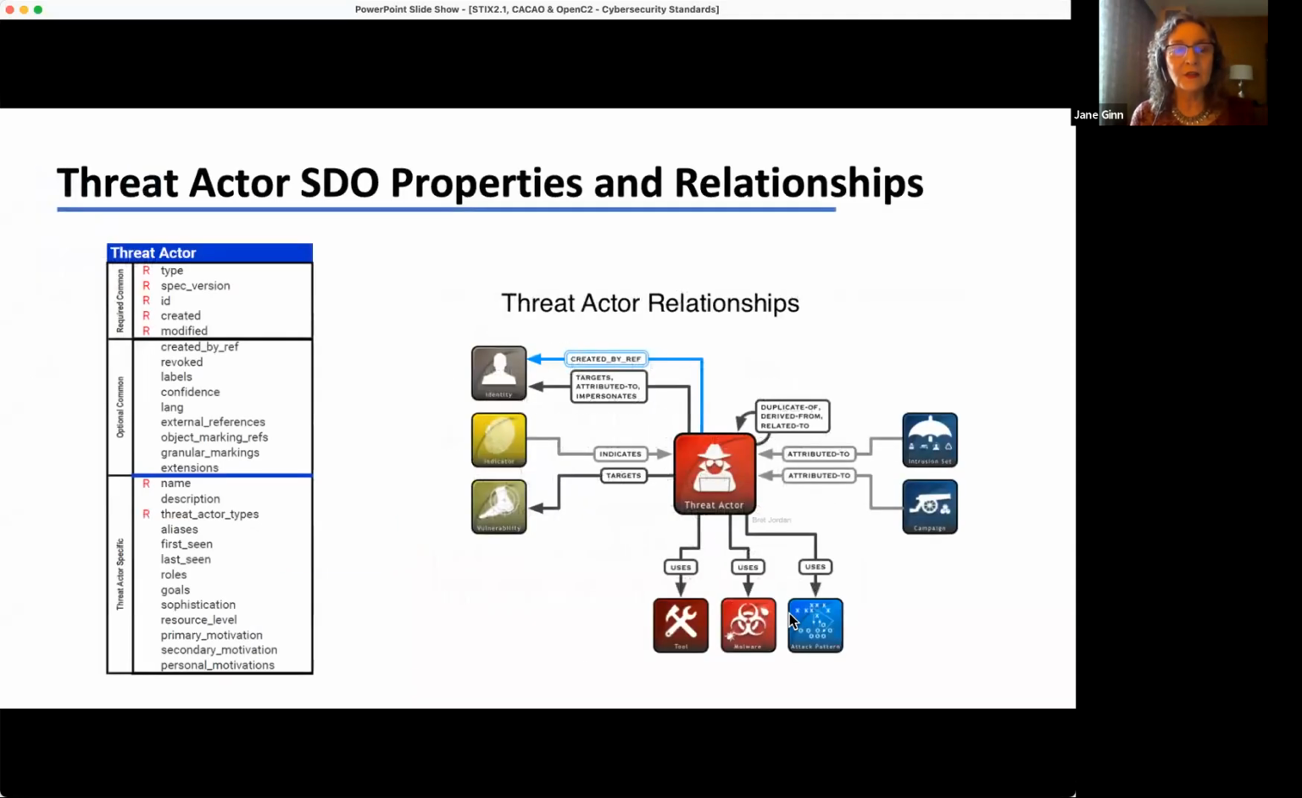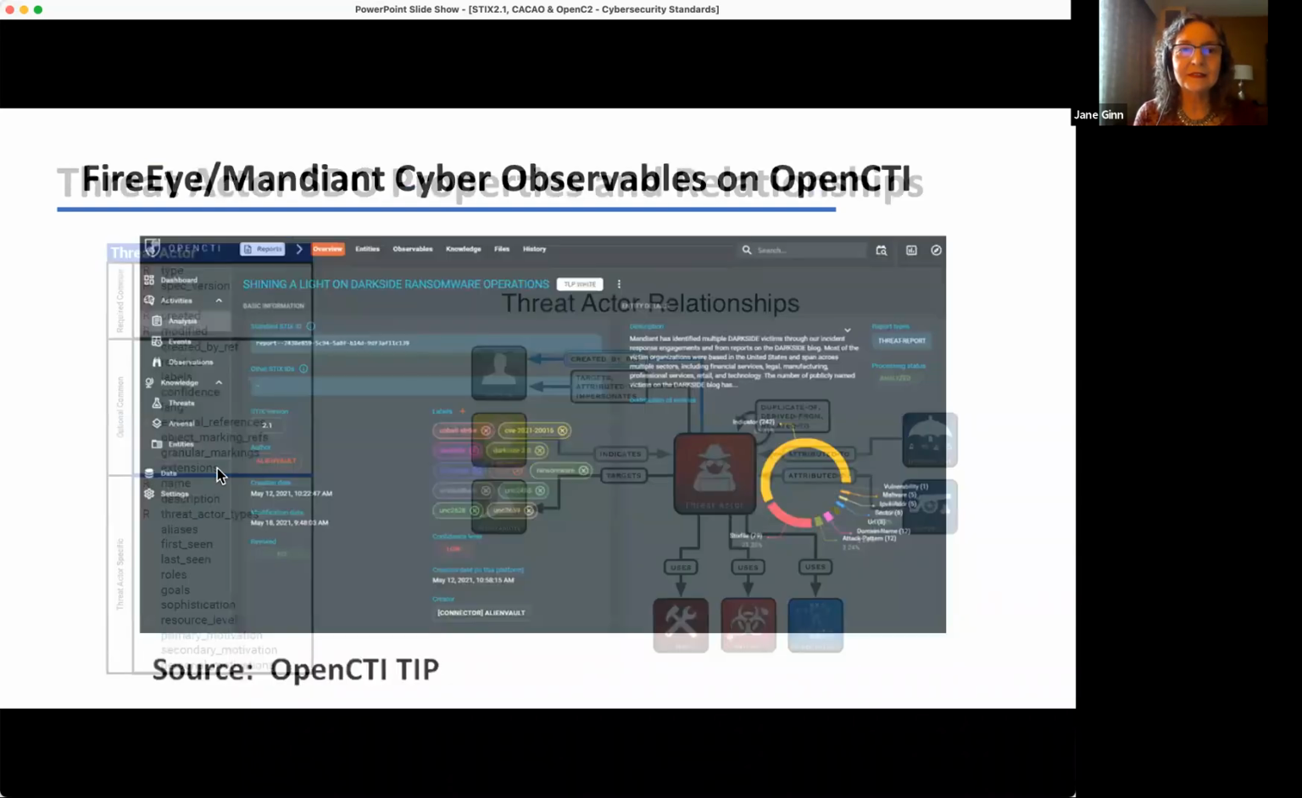Now, if we go on to the threat actor, you see here I have the property diagram and the relationship diagram. And here you see that we have a number of different optional common properties and then threat actor specific properties that give the analyst an opportunity to really flesh out what that threat actor is doing. Next slide, please.